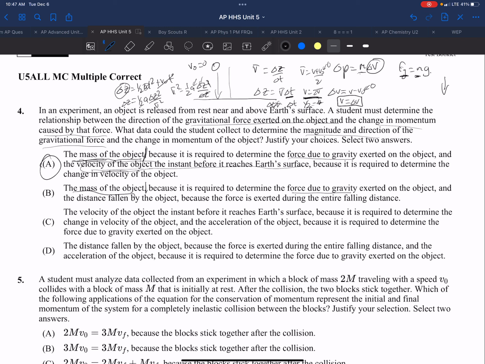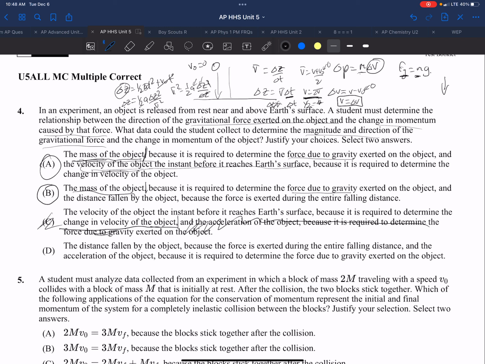So let's look at choices C and D and see if they might be better. The velocity the instant before it reaches the Earth's surface, because it's required to determine the change in velocity of the object. So that's a true statement. And the acceleration of the object, because it's required to determine the force due to gravity. Well, no, we know that. It's Earth. So that's not something we need to know, and that's why C is out.